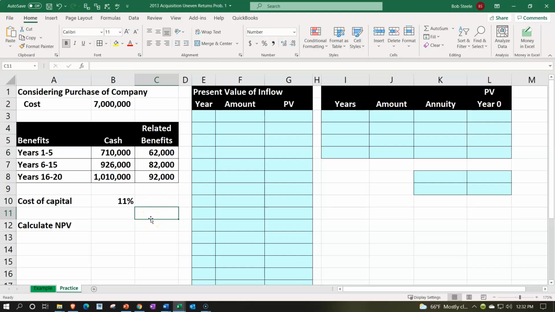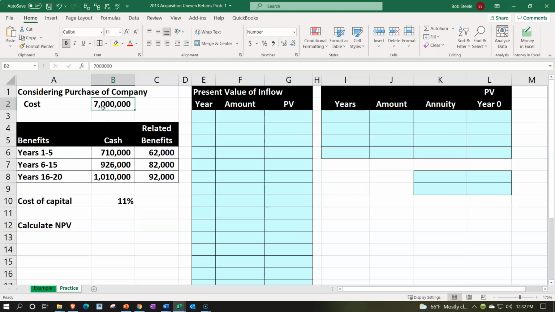If you have access to the Excel worksheet and would like to follow along, note that we're in the practice tab as opposed to the example tab, the example tab in essence being an answer key. Information on the left-hand side, we're going to populate into the blue area on the right-hand side, considering an acquisition situation, one company thinking to purchase another company, cost of doing so, $7 million.